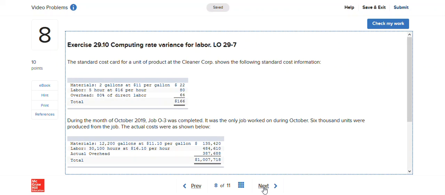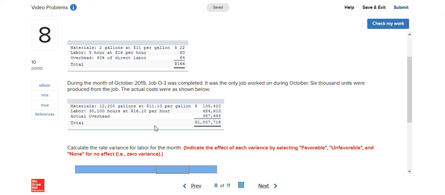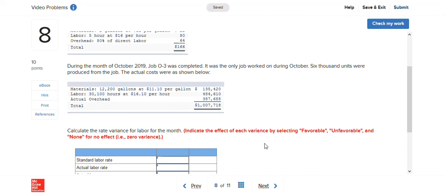So let's look at number 8. And my numbers are different than yours, but the next one is standard cost card for a unit of production at Cleaner Corp. So it's following standards. We've got some more standards. During the month of October, they completed the one job. They completed 6,000 units, and we've got some actual costs. So we are calculating the rate variance for labor for the month.